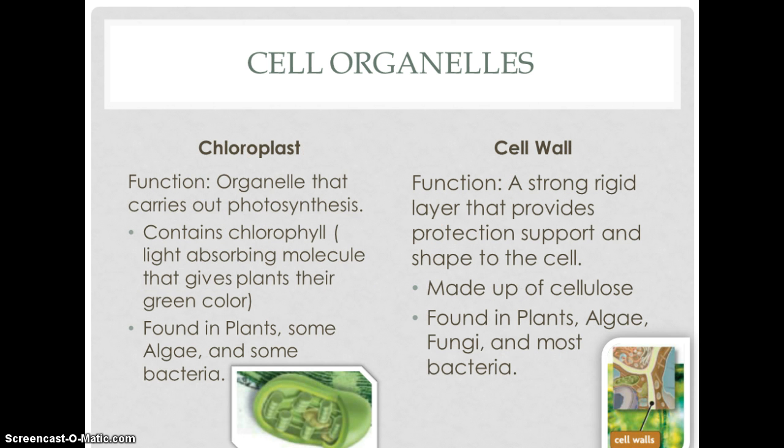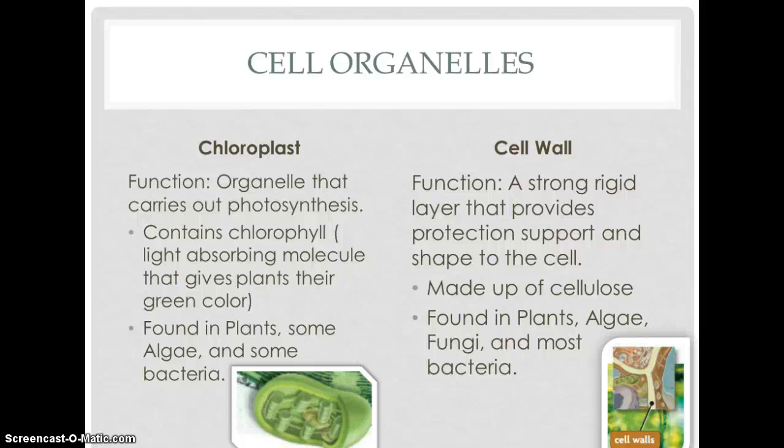The next two organelles are found only in plant cells. The first organelle, chloroplast, is a structure that's responsible for giving plants its green color. This organelle is responsible for carrying out photosynthesis, which is a process of plants using sunlight to make energy. They contain a pigment called chlorophyll, which is the light-absorbing molecule that gives plants their green color.